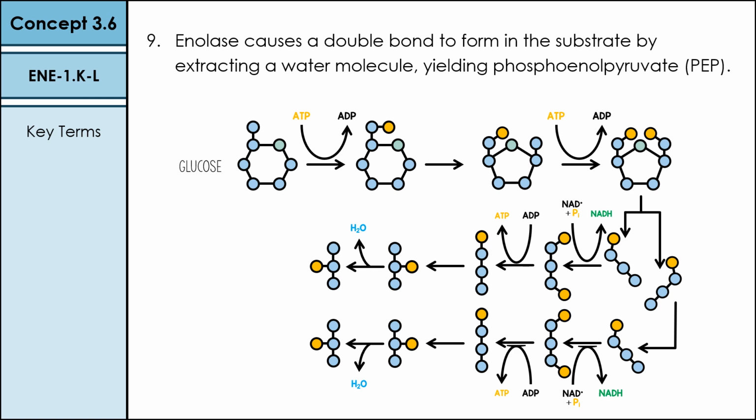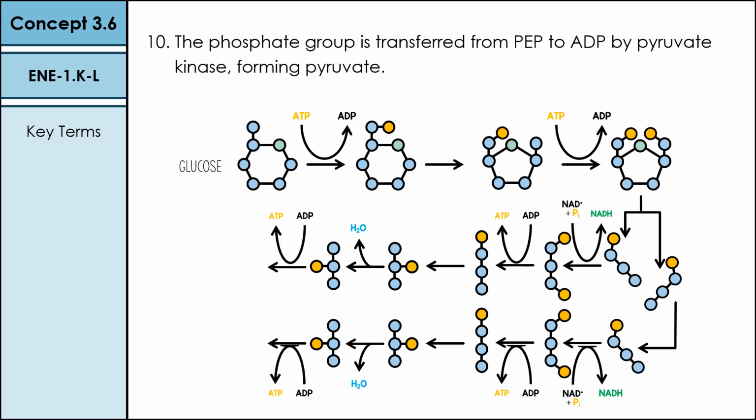So this is called PEP, phosphoenolpyruvate. This is our essential first step of creating pyruvic acid. But we do need to get rid of that phosphate group. So we transfer that phosphate group one last time by an enzyme called pyruvate kinase, and we produce pyruvate.